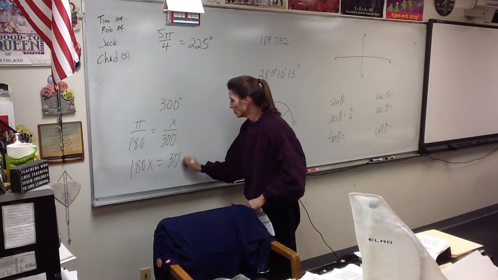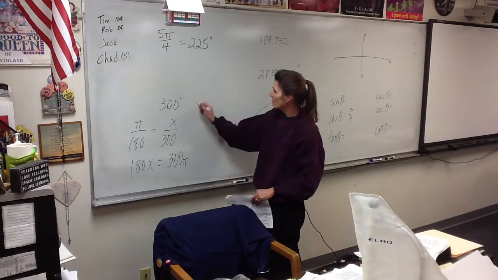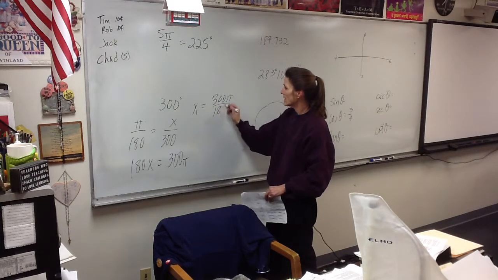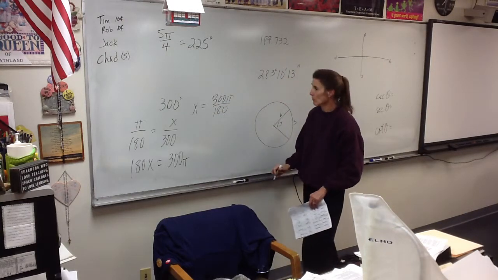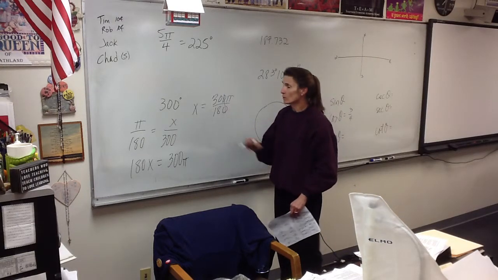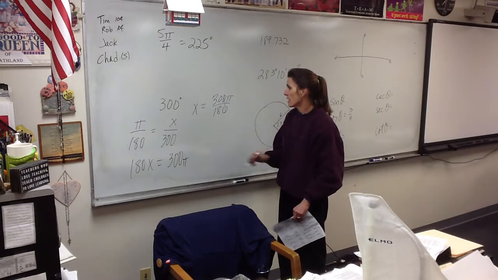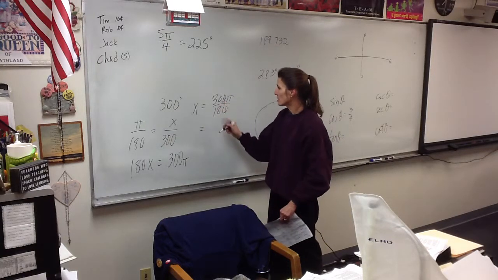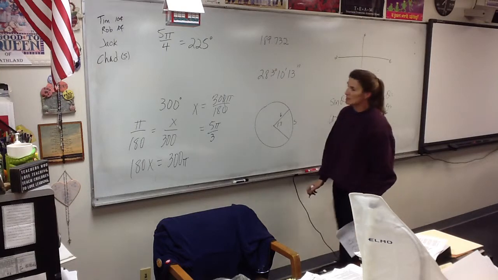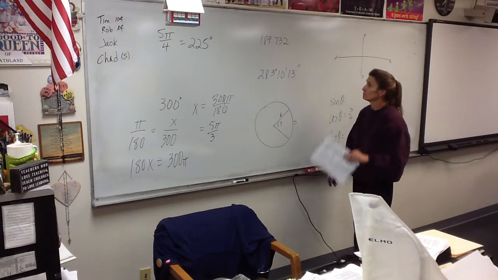So we'll cross multiply. 180x equals 300 pi. We'll divide by 180, so we get 300 pi over 180. We will reduce our fraction. These cancel. We have 30 over 18. That would be, let's see, 6 goes into both of those, so 5 pi over 3 is our final answer.